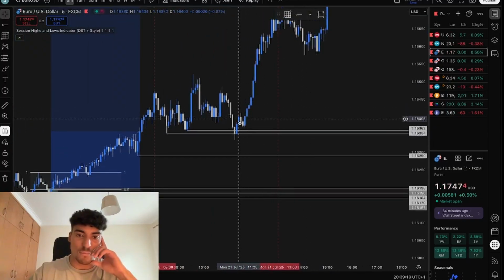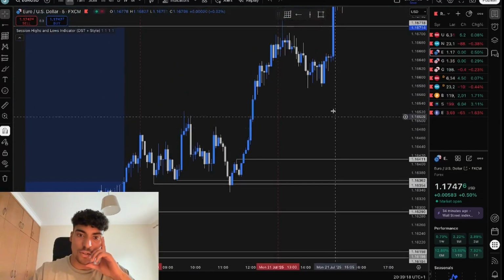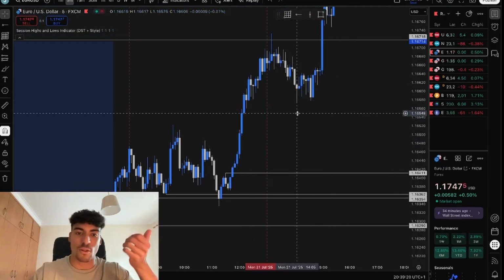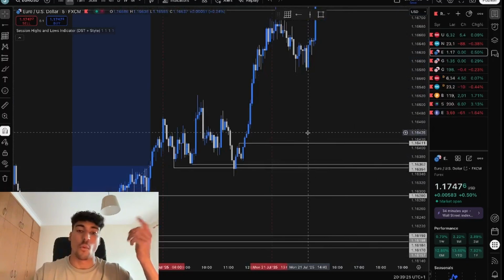What do we get here? Boom. Does it get swept? Yes. Do we get a break of structure? Boom. We get a break of structure right here. Then we wait for an order block, or equilibrium. We don't get any of that. Price just moves up and shoots higher, which is a shame.